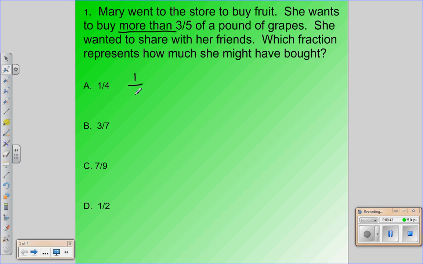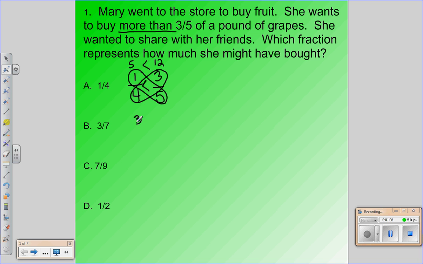You are going to compare answer choice A, which is 1/4, to 3/5. You're going to use your butterfly method. 1 times 5 is 5. 3 times 4 is going to be 12. 12 is greater than 5, therefore 3/5 is going to be greater than 1/4.